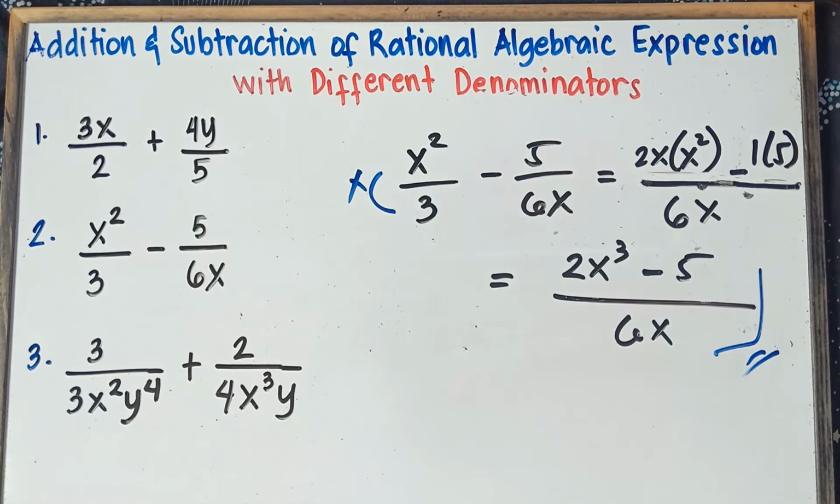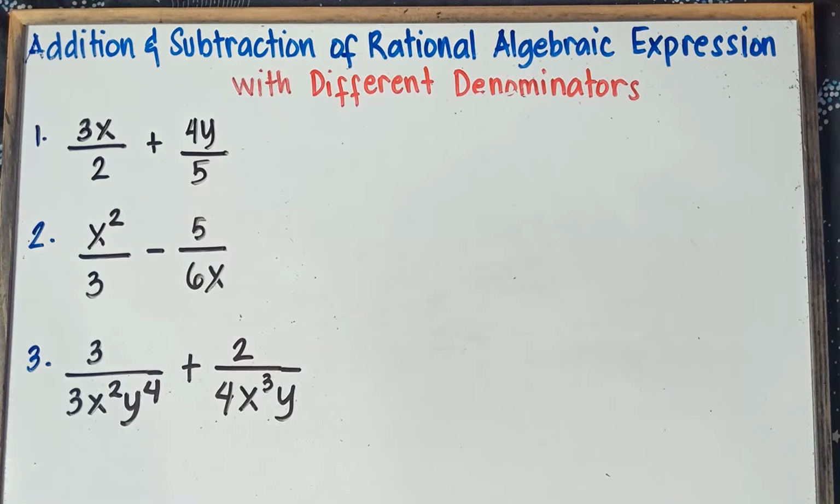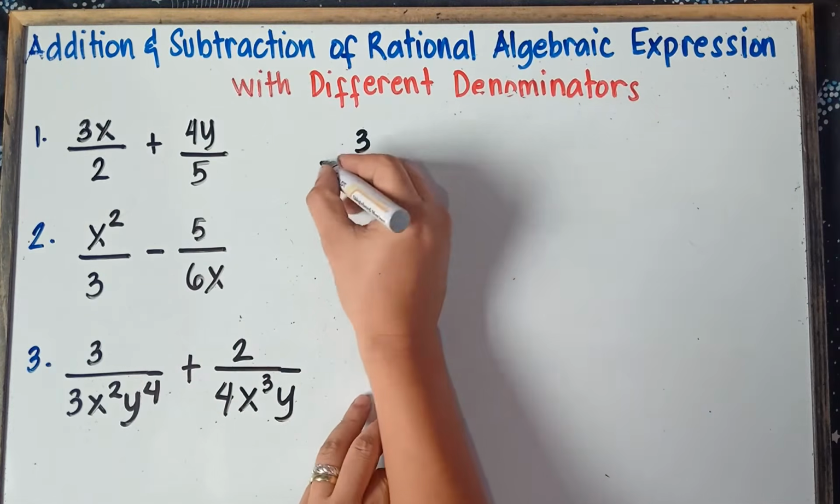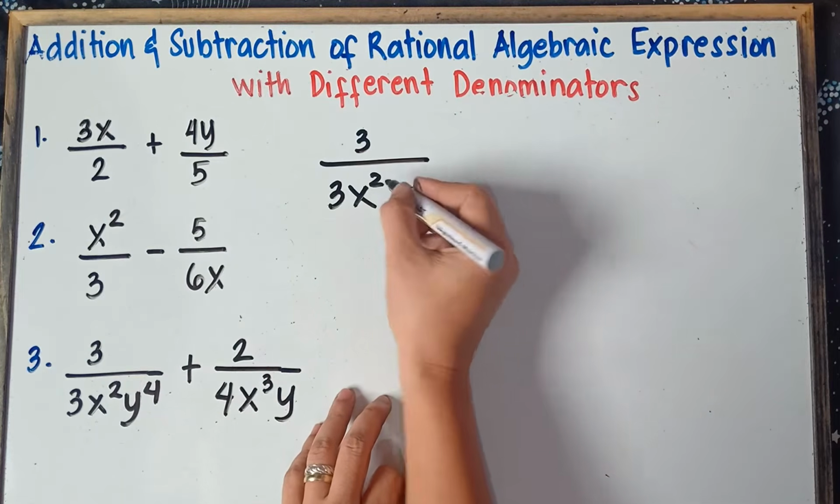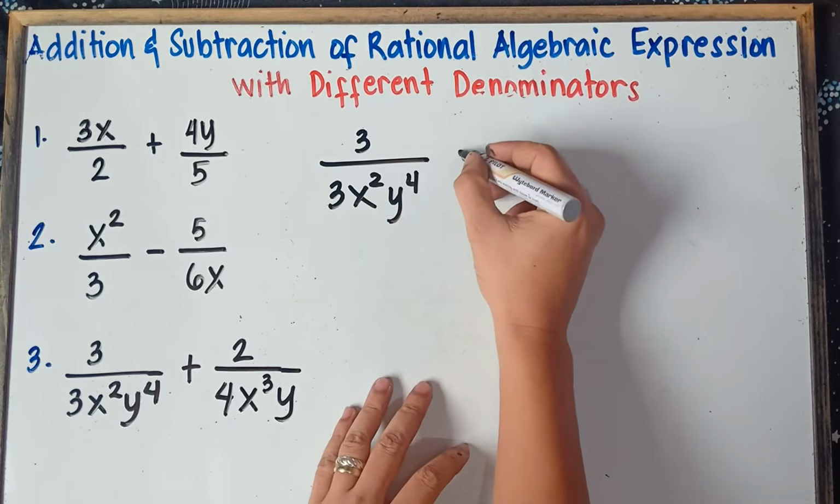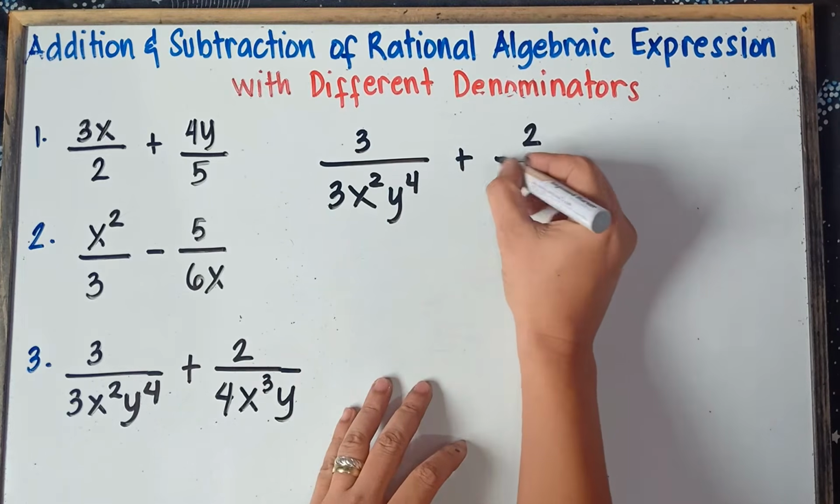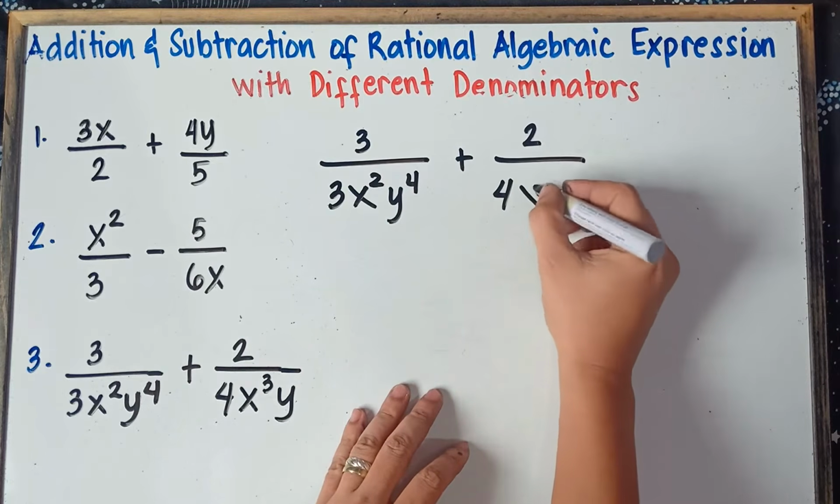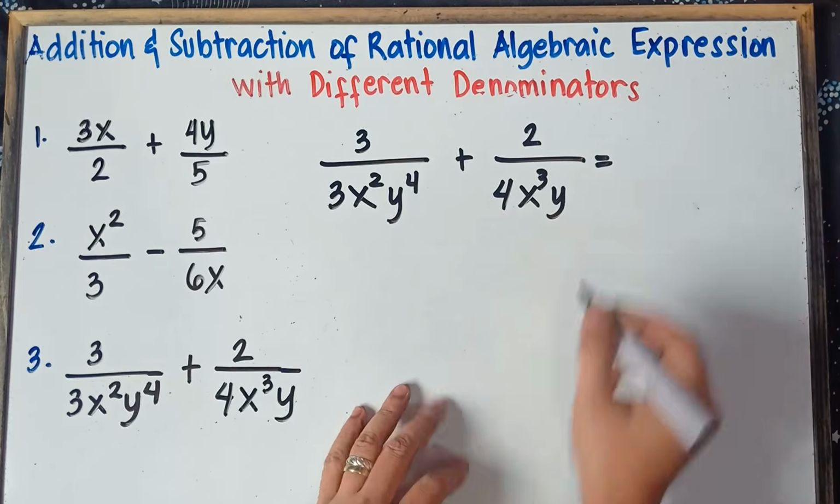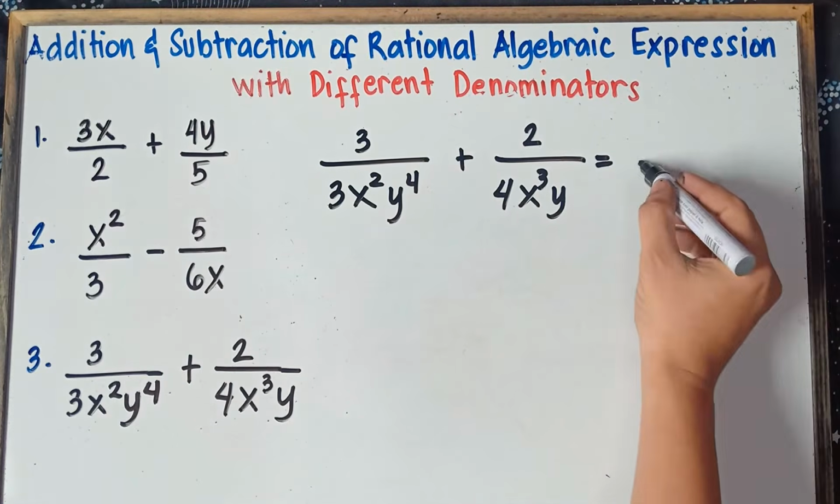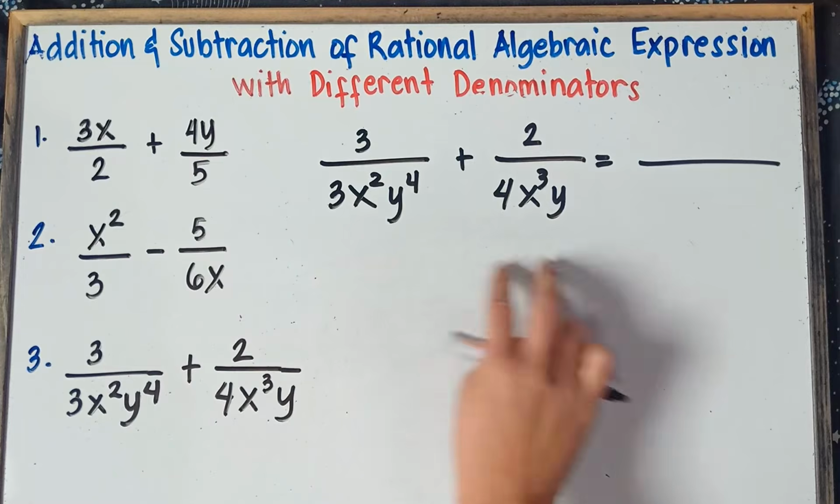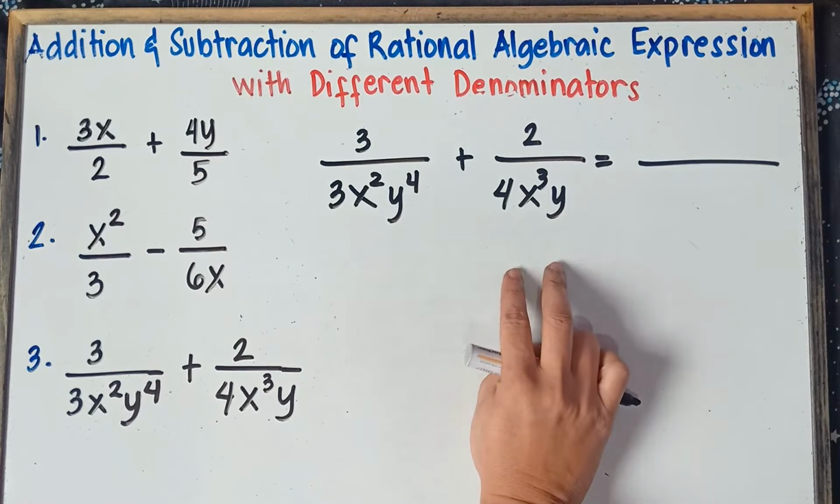All set. Alright, so let's proceed now to example number 3. So our given, we have 3 over 3x squared y raised to the power of 4, plus 2 over 4x cubed y. Alright, so once again, class, they don't have the same denominator, so therefore, we need to find the LCD.